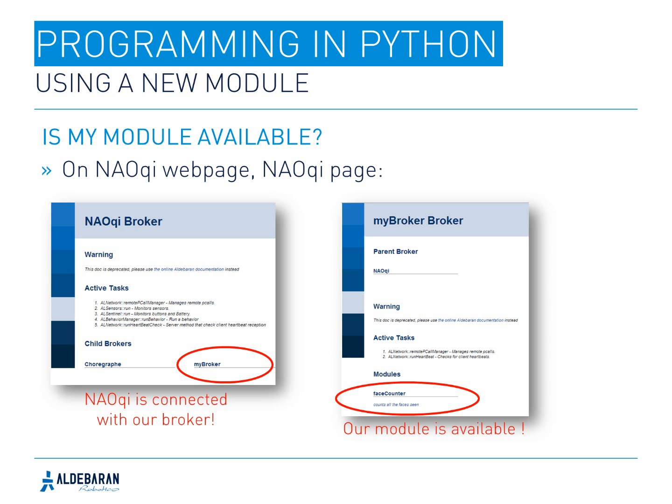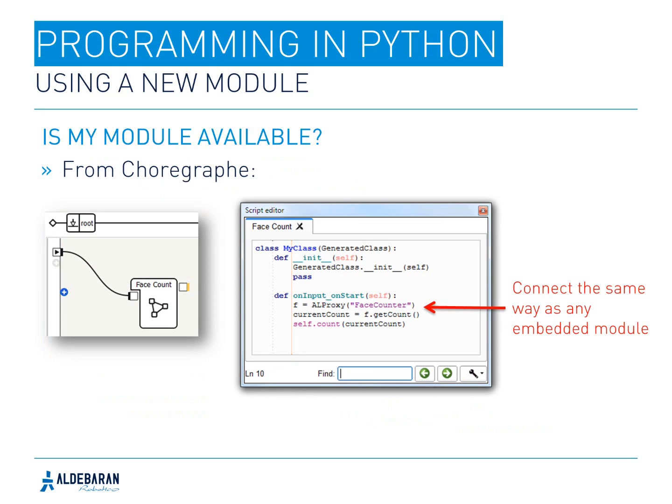So thanks to the NAOqi documentation, we are able to know that NAOqi sees our broker and that our module is actually available within this broker. The other way we have is to create a new Choregraphe box that will connect to our module called faceCounter exactly the same way as if it was an embedded module. Then call the function getCount of the module and see if this does run correctly or not.